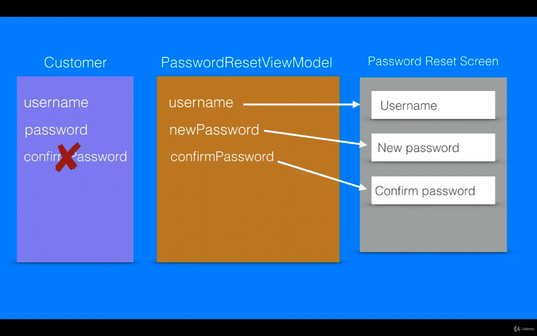Now the great thing about this is that you can also add validation right inside your password reset view model, so that when the data eventually reaches the model, the database, and the service, it is already validated on the client side. So hopefully now you have a better grasp of why we use the MVVM design pattern.